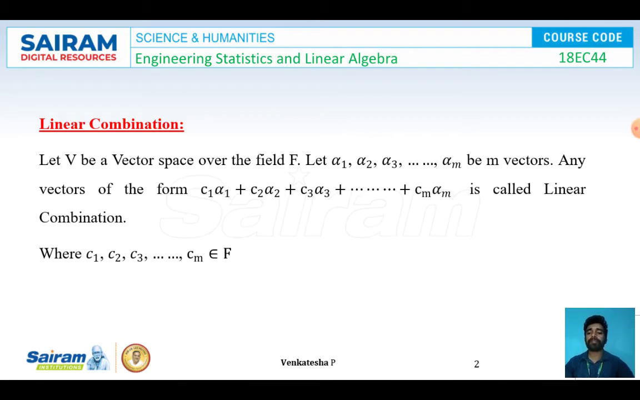What is a linear combination? Let V be a vector space over the field F. Let alpha 1, alpha 2, alpha 3 and so on, alpha m be m vectors in the given vector space V. Now, a vector of the form C1 alpha 1 plus C2 alpha 2 plus C3 alpha 3 plus so on plus Cm alpha m is called a linear combination. In this linear combination, C1, C2, C3 and so on, Cm are called scalars, which belong to the field F.